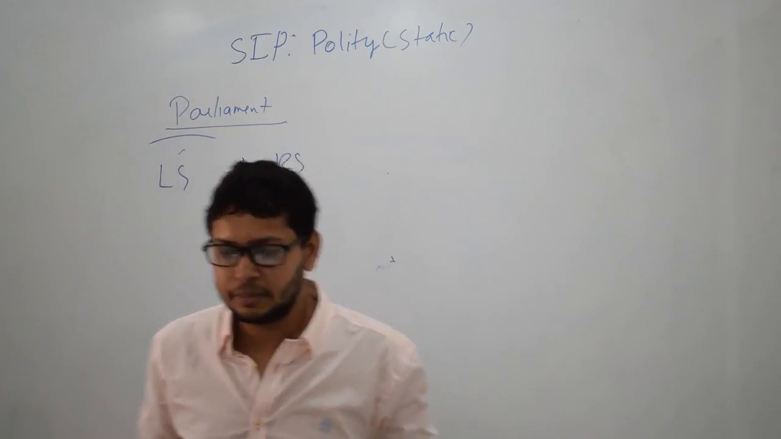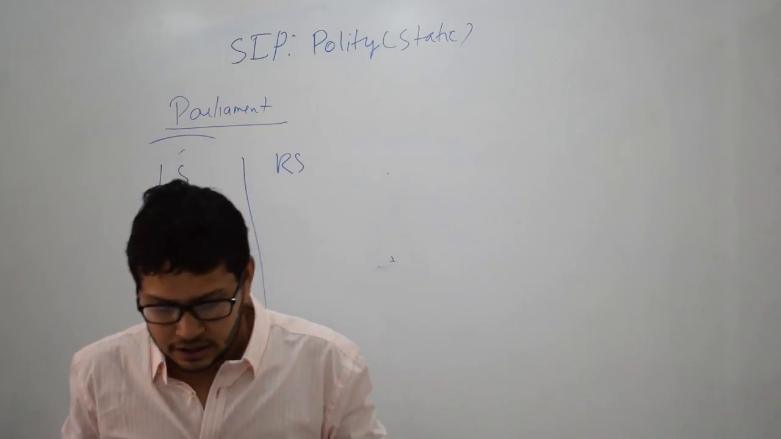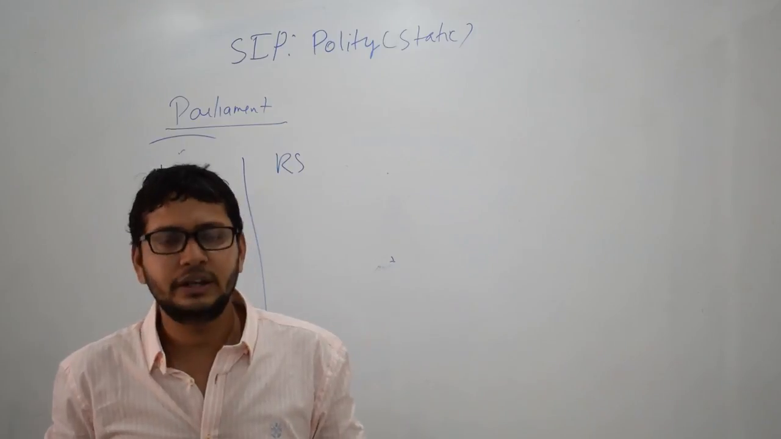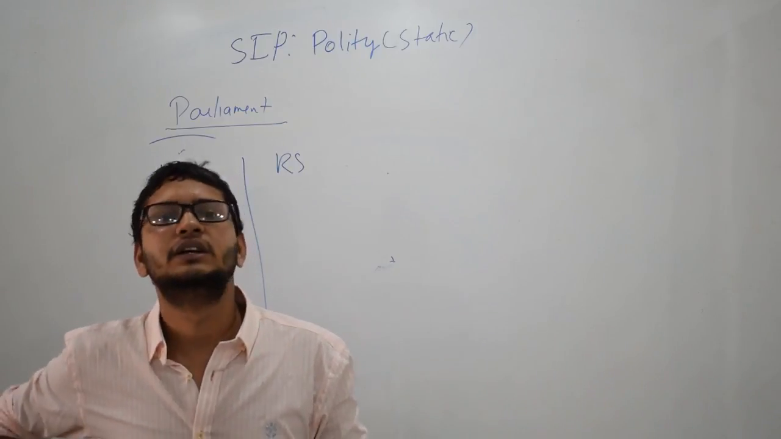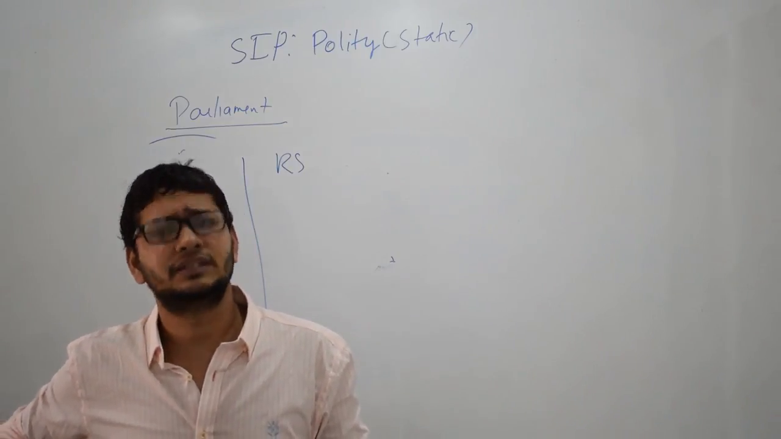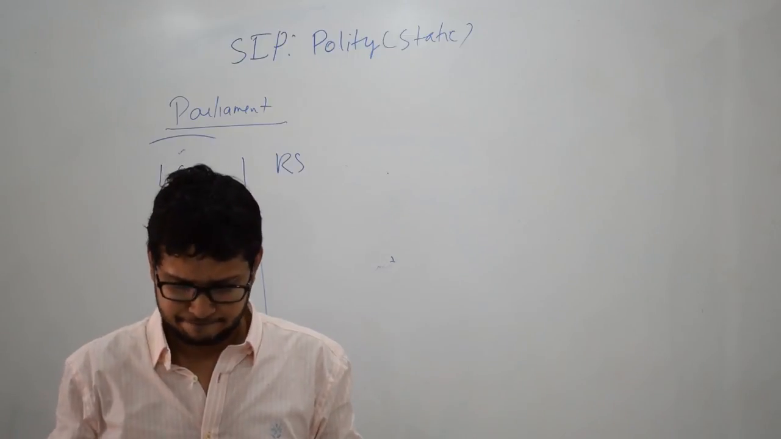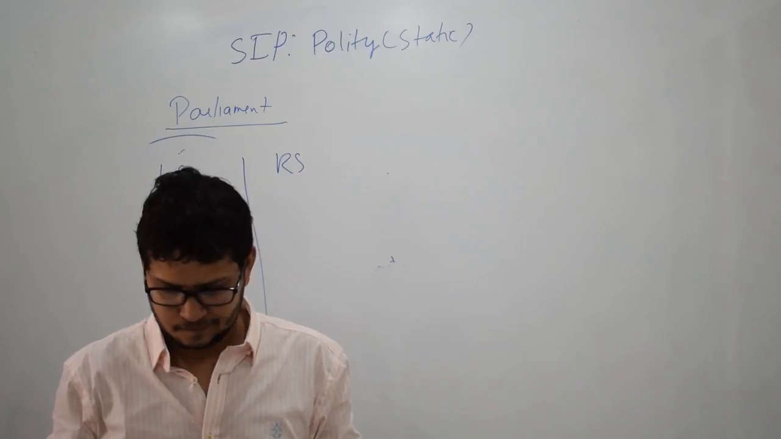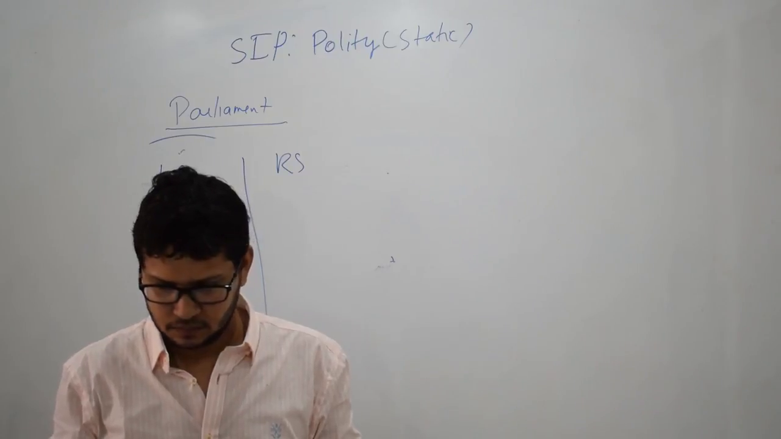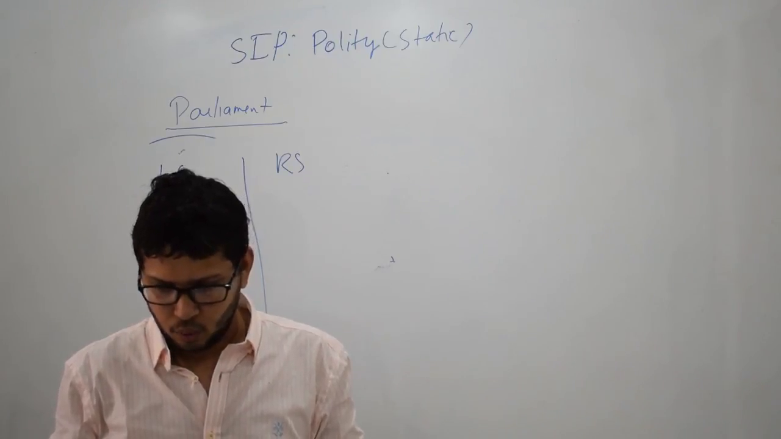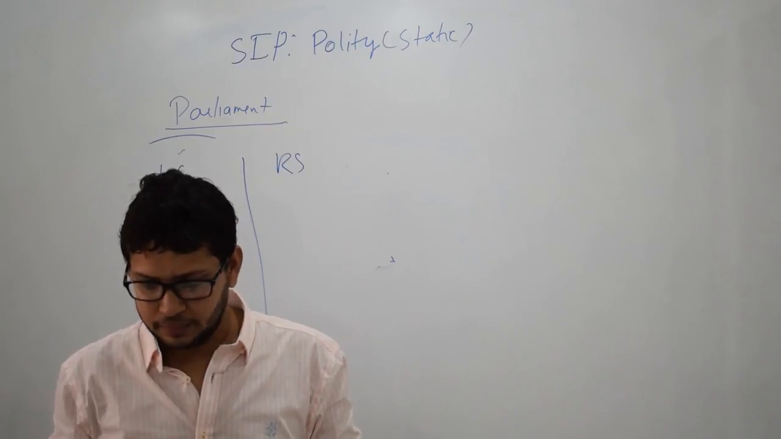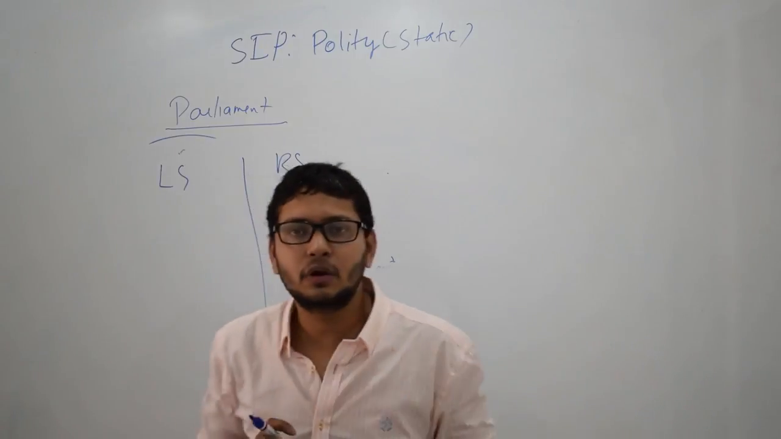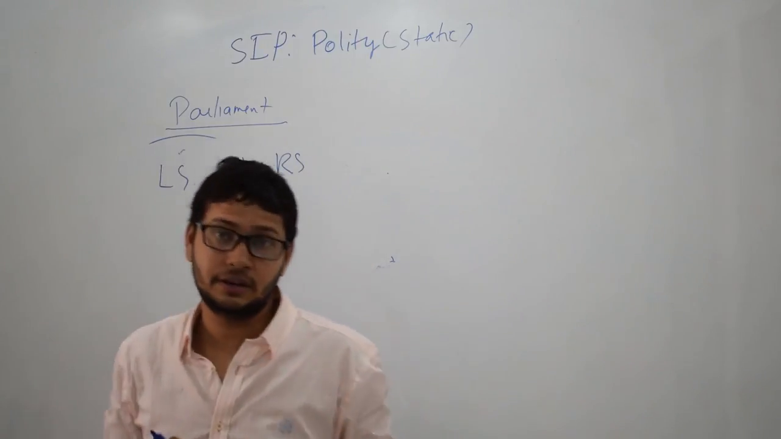Third is the Committee on Public Undertakings. It has 15 members, 10 from Lok Sabha and 5 from Rajya Sabha. What does it do? It scrutinizes the audits of PSUs. One trivia about the Committee on Public Undertakings is that a member of Rajya Sabha cannot become its chairman.